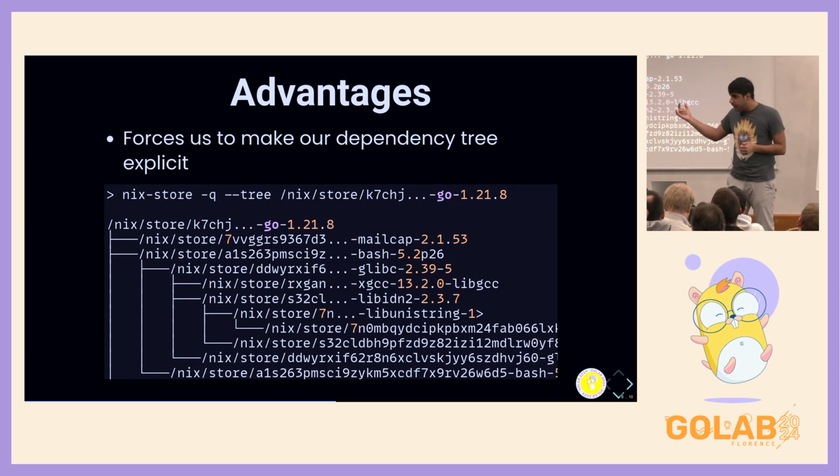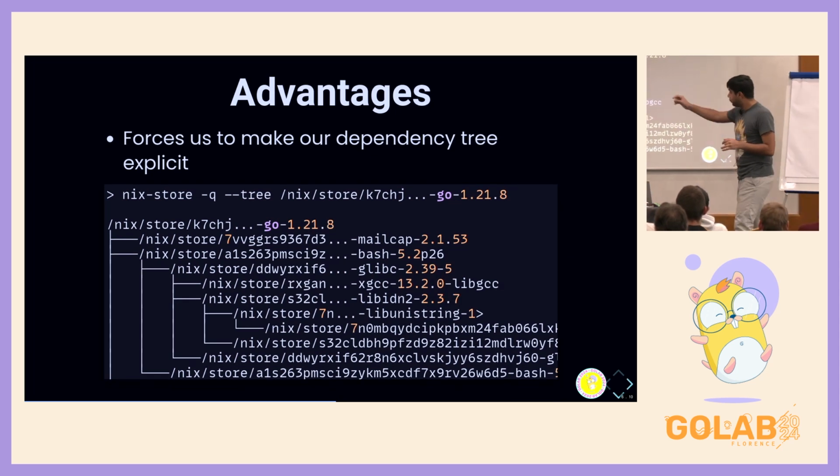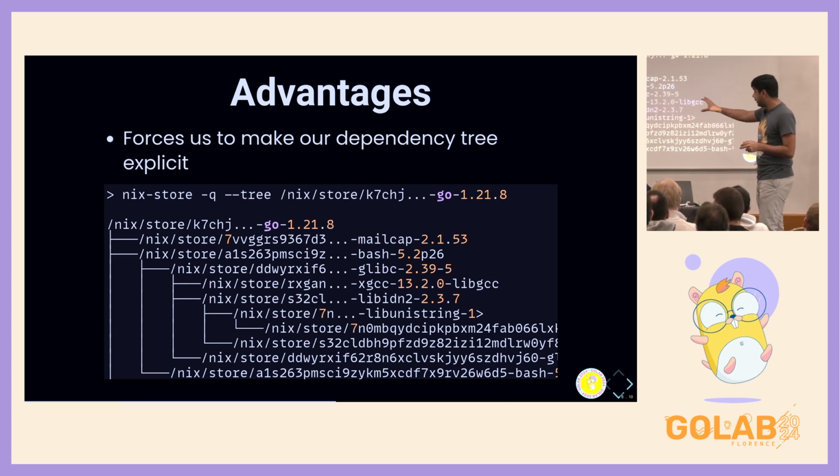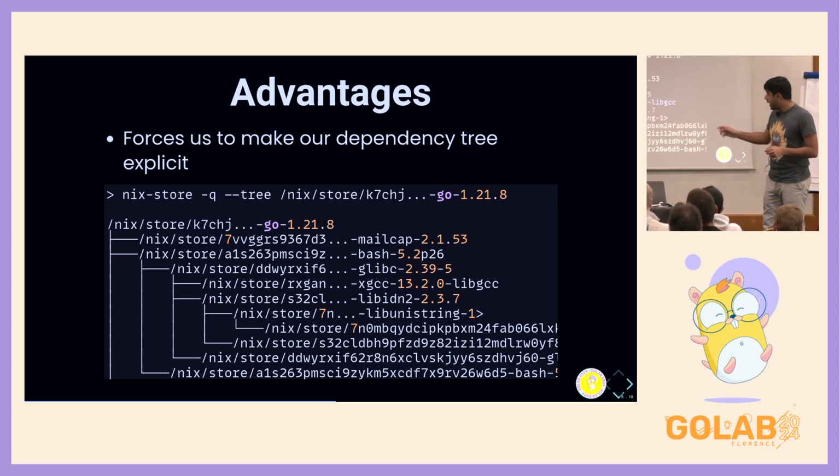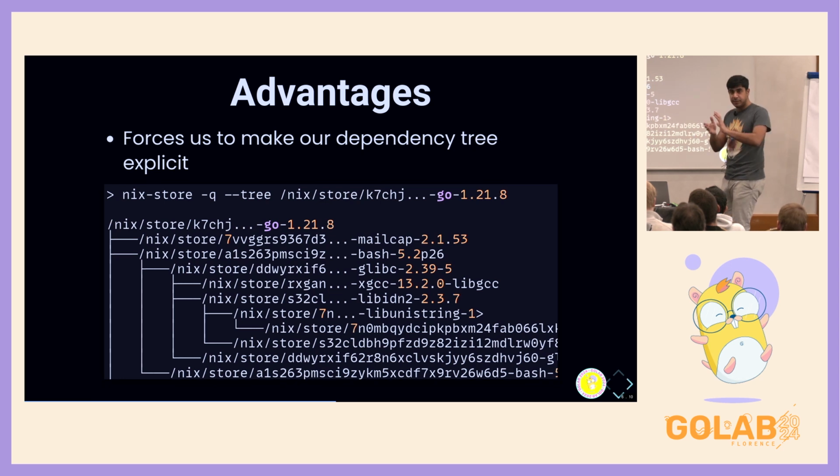One of the other things it forces us to do is make our dependency tree very explicit. Our Nix store basically becomes this acyclic directed graph. And you can see dependencies, and dependencies of dependencies, and they're all listed out, and they're all there for you to see.